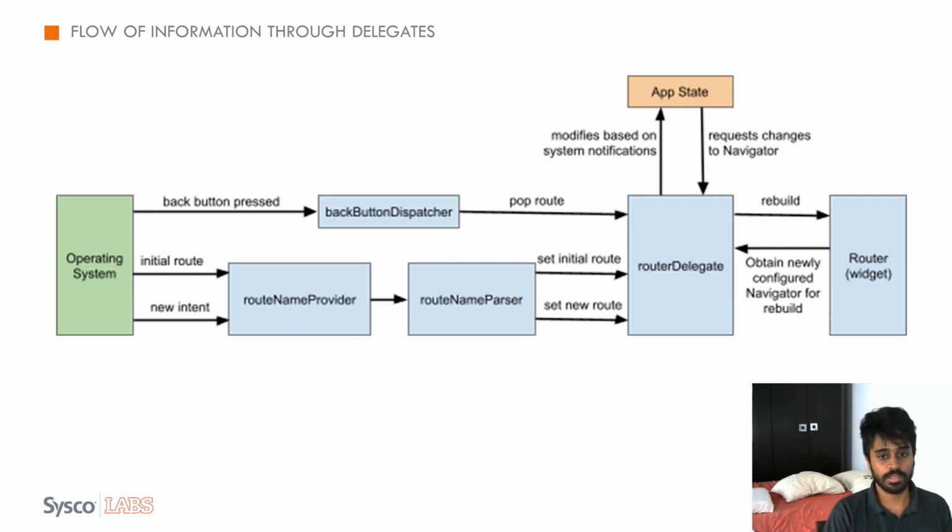So we can basically implement this route name parser the way we want in order to parse these URLs. Depending on the requirement, the parsing mechanism for the URL can differ from application to application, so you can do that your own way. And then we have this router delegate.